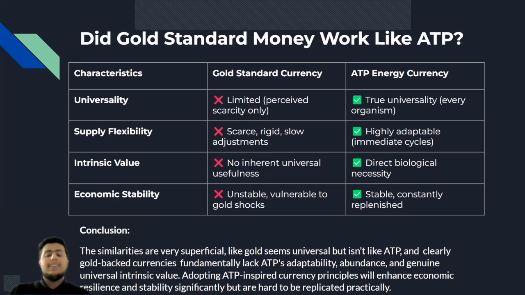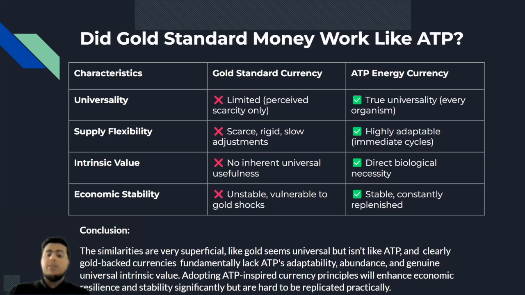Economic stability. Gold standard currency is unstable. What if you find a reserve of gold? It will make the economy unstable, while ATP is very stable, constantly replenished based on the need of the cell through the ATP-ADP cycle. So to conclude, the similarities are very superficial.